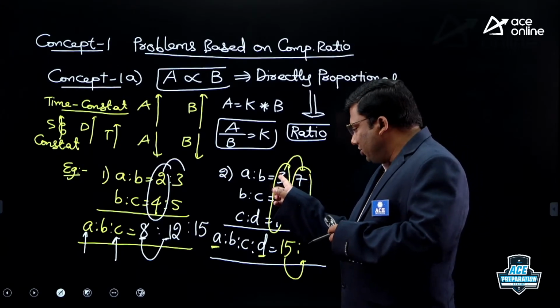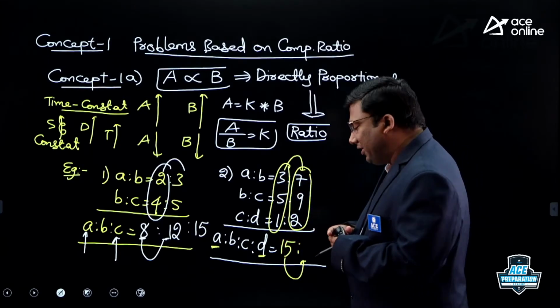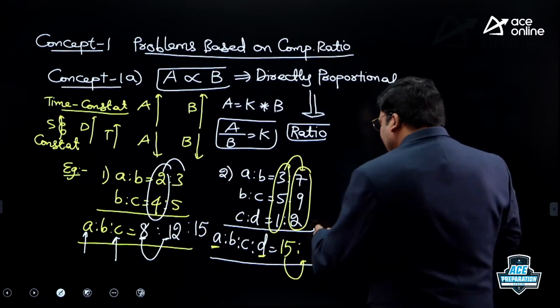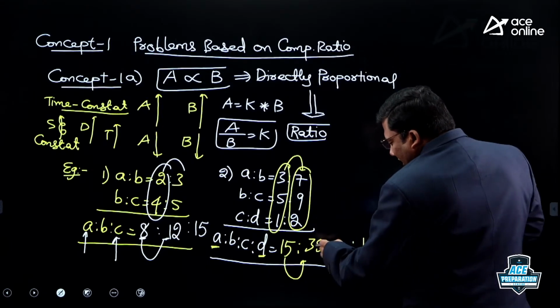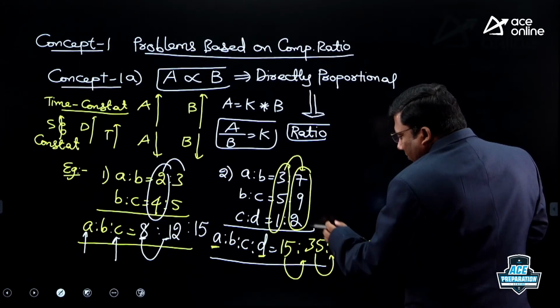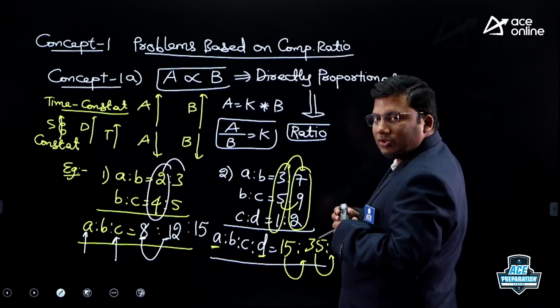Originally, what is the value? 3. 3 is becoming how much? 15. 3 5s are 15. 7 5s are 35. Are you all with me? Next one. Here it is B, next is C. B is to C.